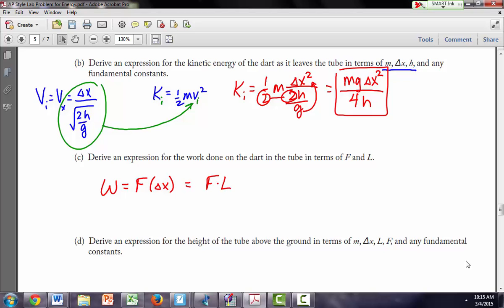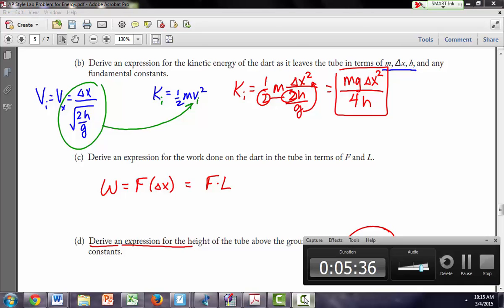That's pretty straightforward. Notice how each step is going to build on the one before it. So now when we get down to part D, where it says derive an expression for the height of the tube above the ground in terms of all these other things that you just have used in previous parts of this problem, we're going to apply some of the information that we had before.